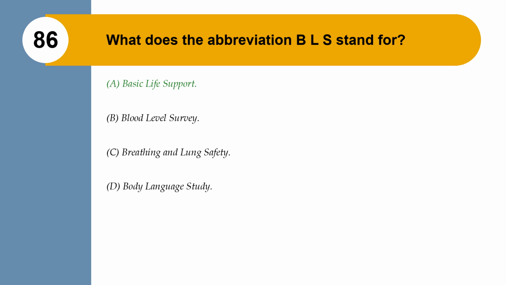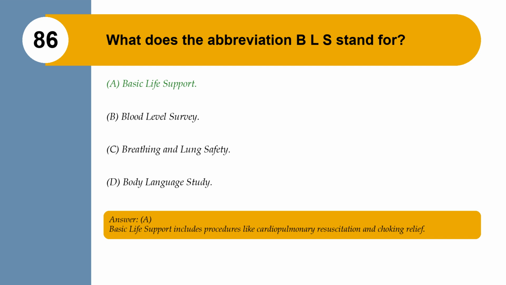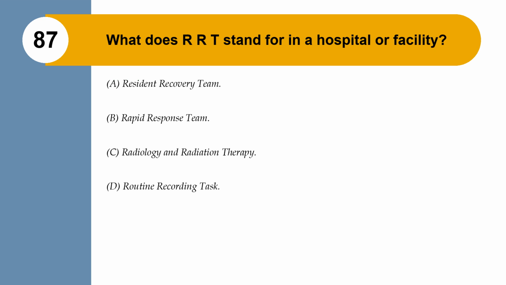The correct answer is option A, Basic Life Support. Explanation. Basic life support includes procedures like cardiopulmonary resuscitation and choking relief. Question 87. What does RRT stand for in a hospital or facility?